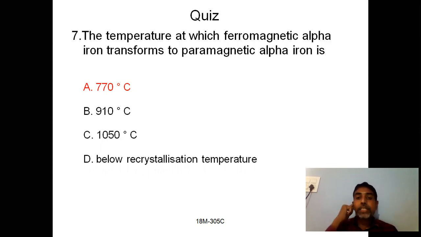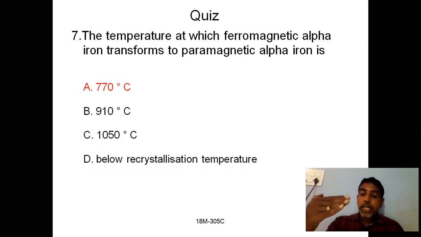So here, what is the answer? At what temperature is it changing? 770. So 770 is the line barrier. Below that you are having magnetic nature. Above that you are having non-magnetic nature.